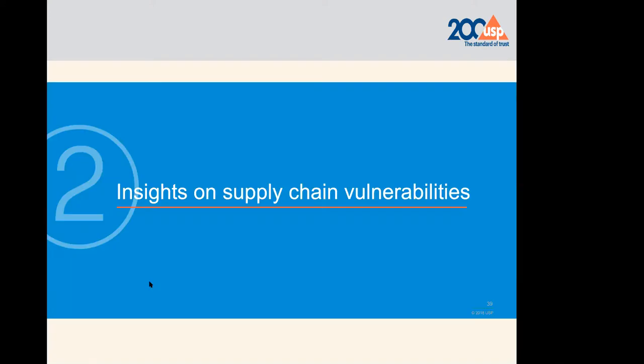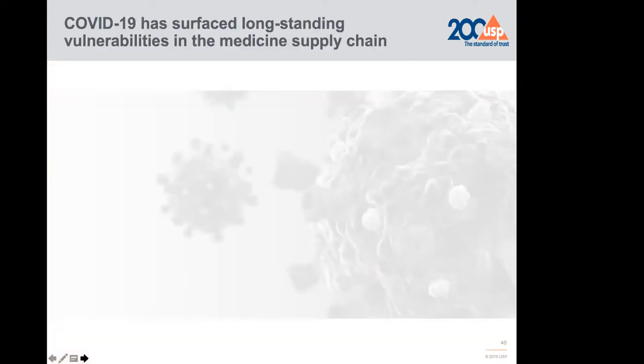So there's a lot going on in the world. There are thousands of medicines across hundreds of countries. Many countries participate in manufacturing. All countries participate in purchasing and use of medicines. So now let's talk a little bit about supply chain vulnerabilities. This is a series of headlines from the last few months.